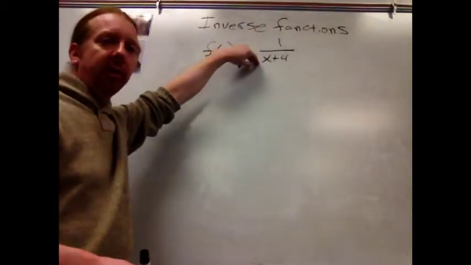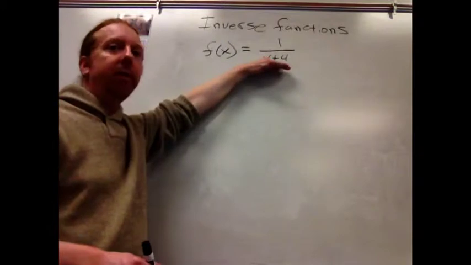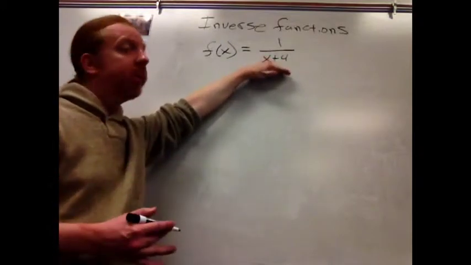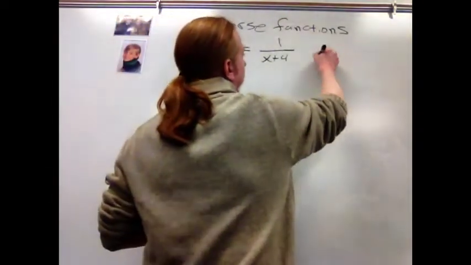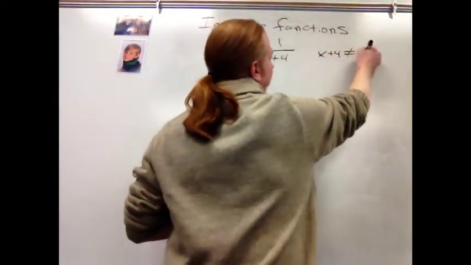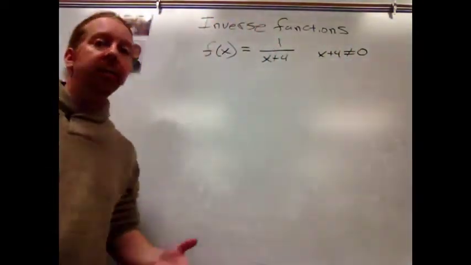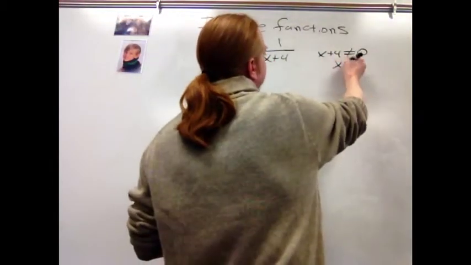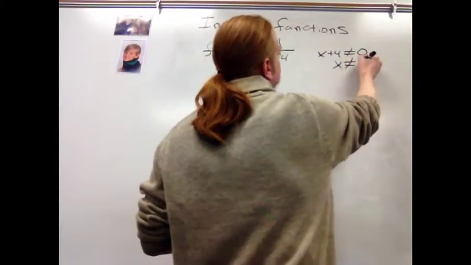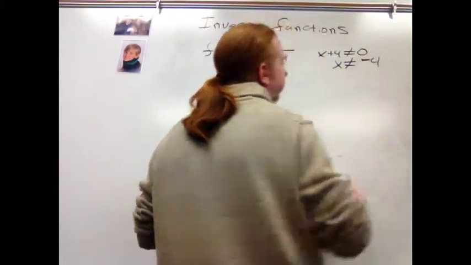It's a rational, which means I have to be aware that I can never divide by 0. So this will work as long as x plus 4 does not equal 0. If that should happen, this function breaks. When I go to solve this, I effectively am saying that x cannot equal negative 4.